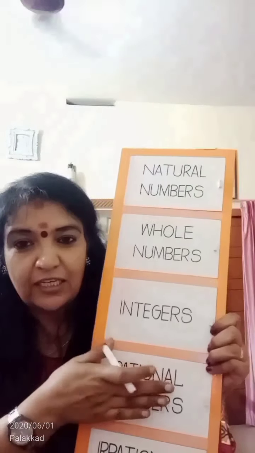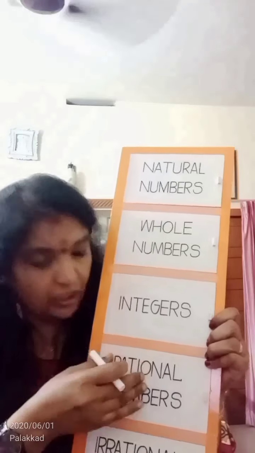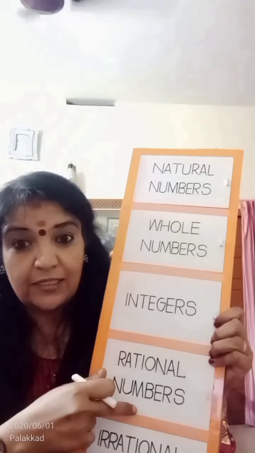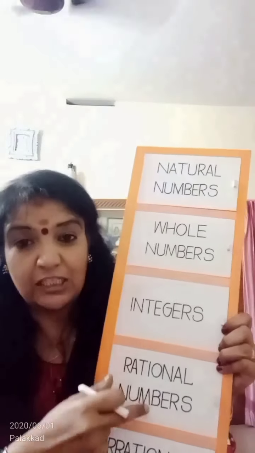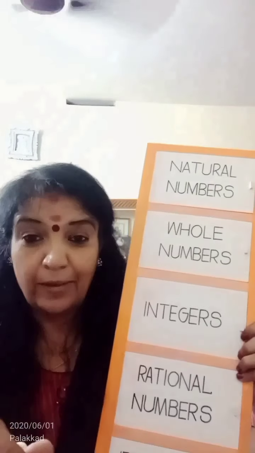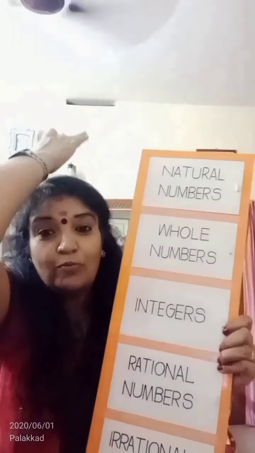For example, I am taking here negative 3. Negative 3 is a rational number. Negative 3 is an integer. 1 is a natural number. 1 is a rational number. 0 is a whole number. 0 is a rational number. But the backward direction is not possible.